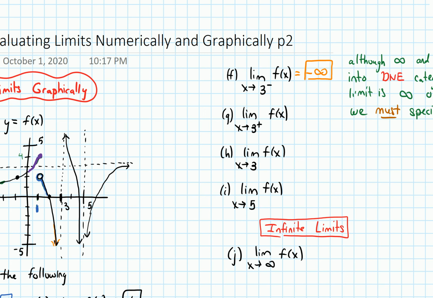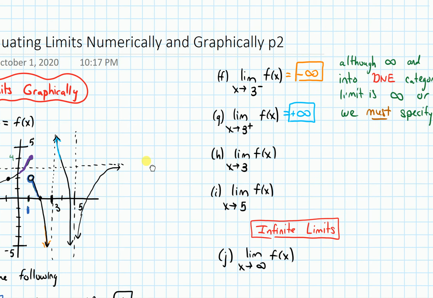Okay, so let's do part G. What's the limit as x approaches 3 from the right-hand side? So as we approach 3 from the right-hand side, now that's this part of the graph. That's getting close to the asymptote this way. So the y values there are getting infinitely large. So this limit is positive infinity. Positive infinity for that one.